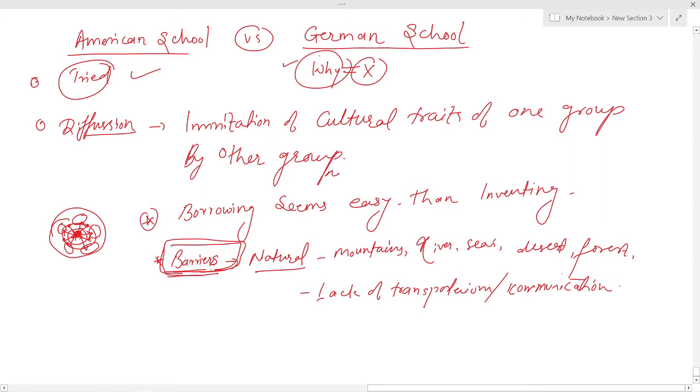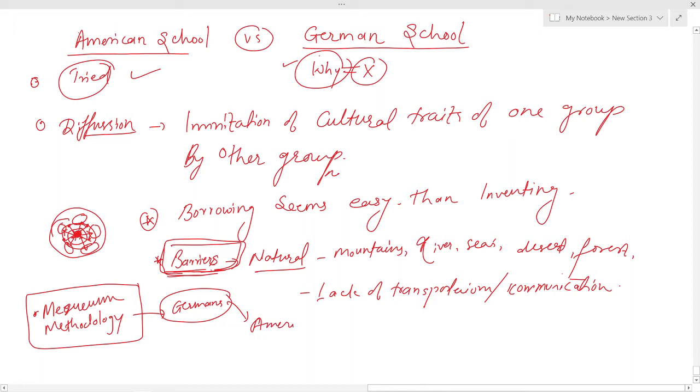It is generally argued that the German and American schools of diffusionism were more or less similar, and both were encouraged by museum methodology. Museum methodology was first started by the German school of diffusionists, and then later adopted by the American school. The link between the German and American schools was Franz Boas, and his student Clark Wissler was one of the scholars for American diffusionism.